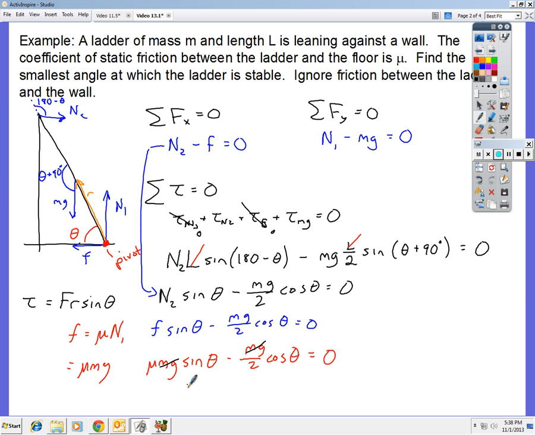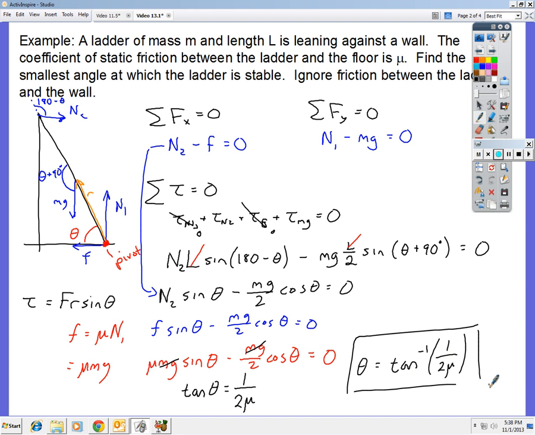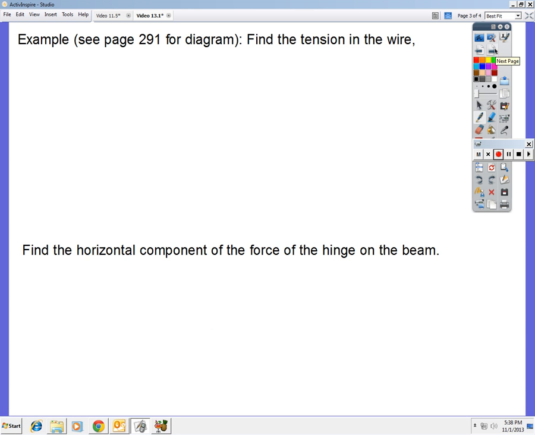And a fair bit of algebra is going to leave us with tangent theta equals 1 over twice the coefficient of friction. And that means that theta equals the inverse tangent of 1 over 2 mu. And there we go. So lots of algebra, fairly simple physics. The most difficult part is writing out the equation for the torques, but that's only because you're not used to torque yet. Once you get used to the idea of torque, this will become almost second nature. And we'll do another example, because that's really the best way to learn this.